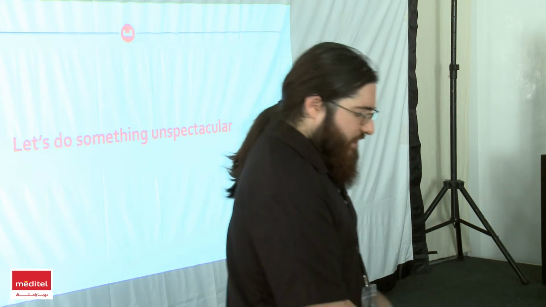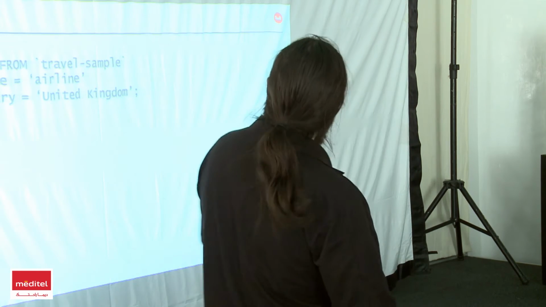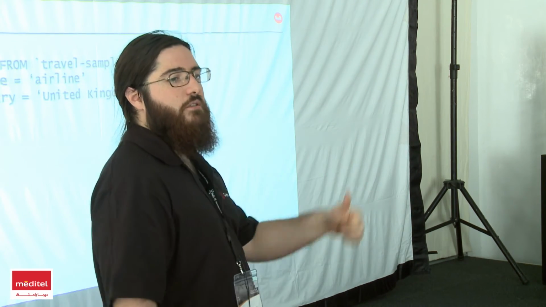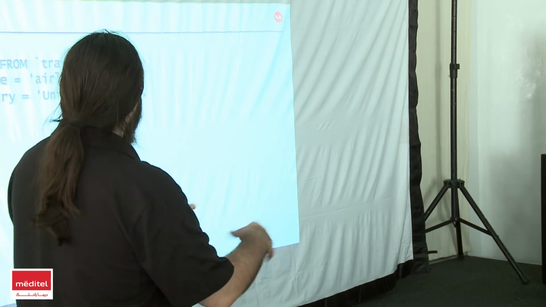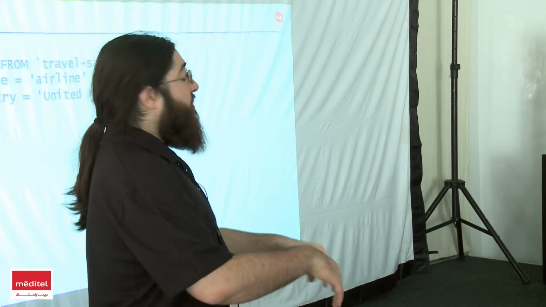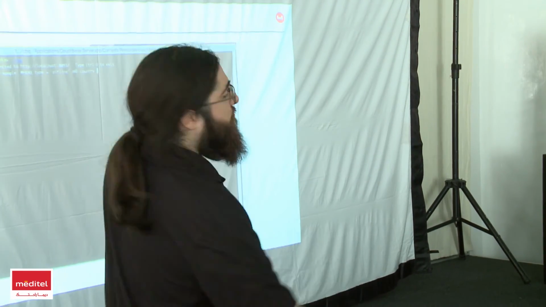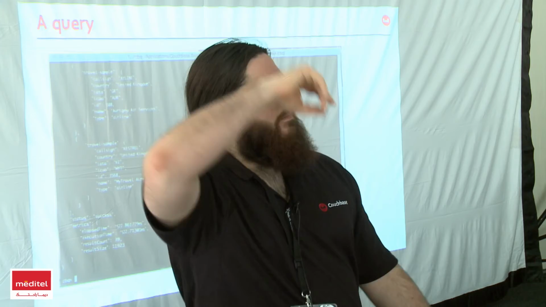But the cool thing is, with Couchbase, we can do this very unspectacular thing, which is write that SQL ANSI 92, basic SQL. Select star from travel-sample where type of document is airline and country is United Kingdom. And the good thing is, it gives you the answer right. It just gives you a JSON answer.